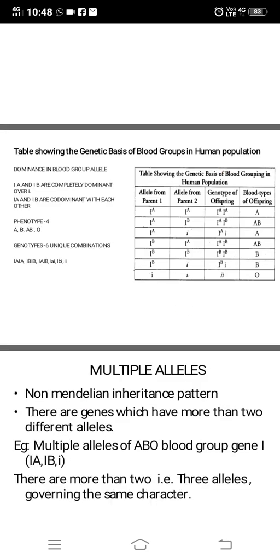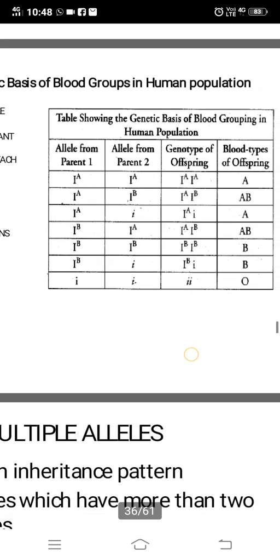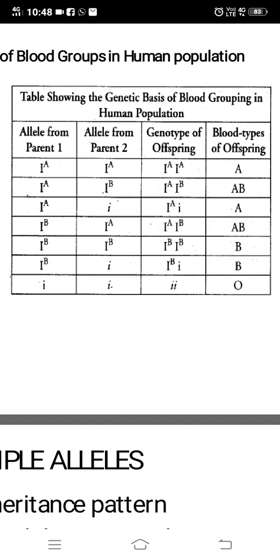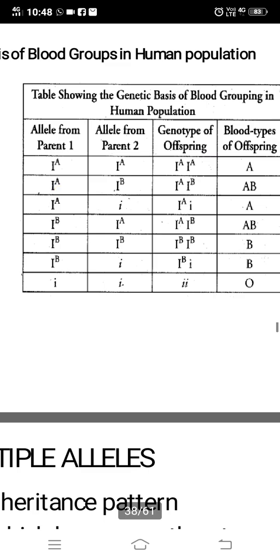This table shows the blood groups in the human population. You can see here parent 1 allele IA, parent 2 allele IA, and the genotype that you get is IAIA. What is the blood group there? A. Here you see IAIB. Genotype is IAIB, blood group is AB. IA small i, genotype IA i, blood group is A because A is dominant here. IB IA, again AB is coming.